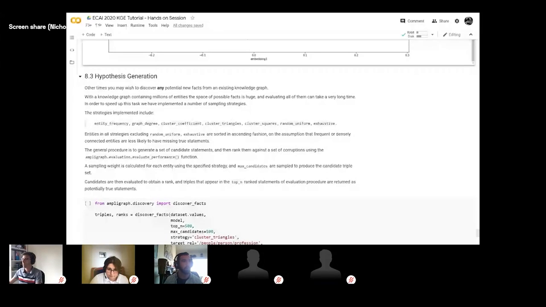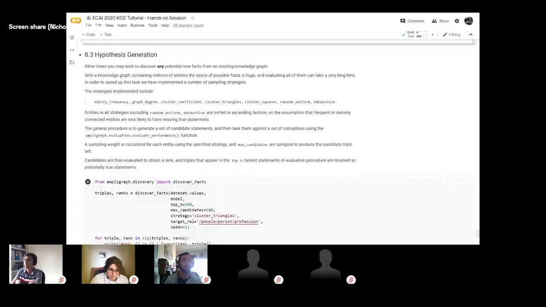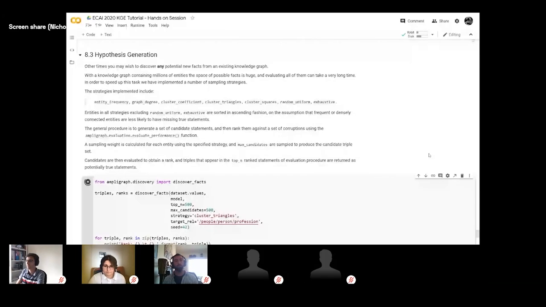I'm going to run the cell before explaining this, just because it takes a little bit of time. So in a knowledge graph, the number of potential facts is huge, and evaluating all of them individually can take a very long time. So in order to avoid having to evaluate all of them, we have implemented a number of different strategies, which will sample from the space of possible facts.